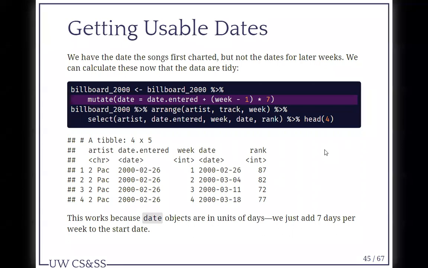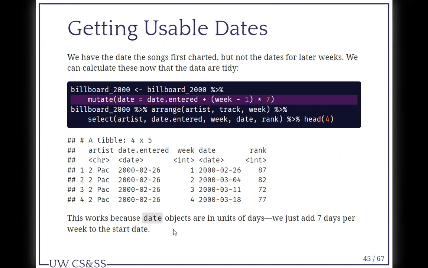We can take the Billboard data and then arrange by artist, track, week, and then select these columns so that we can see how well our data did. Note that it just used days for these kinds of calculations. We'll talk about in a second how to not make it do that.